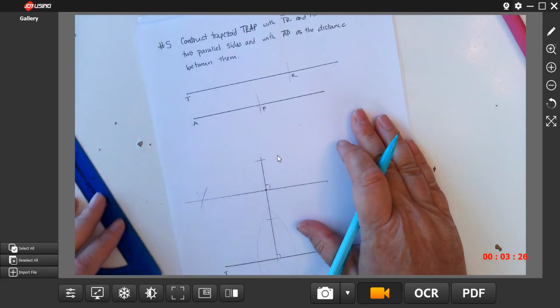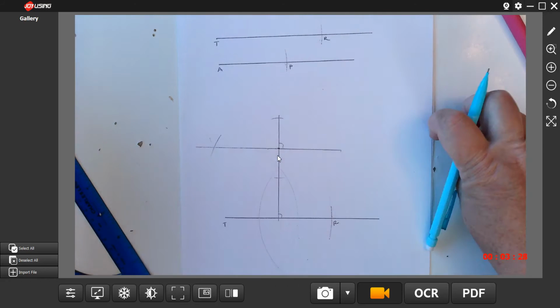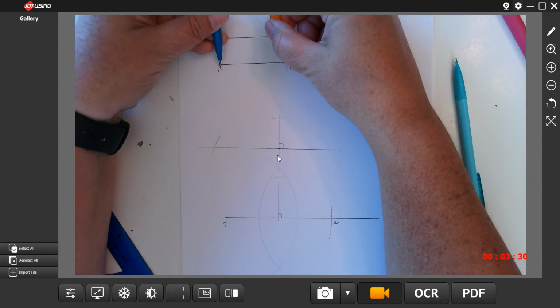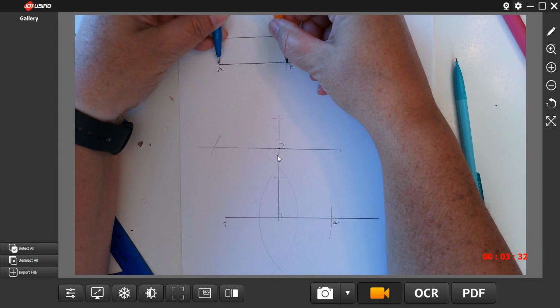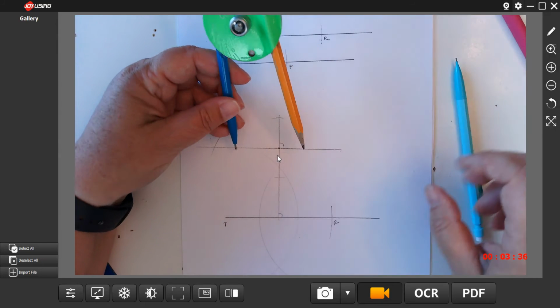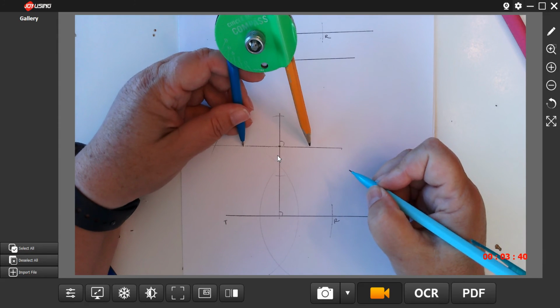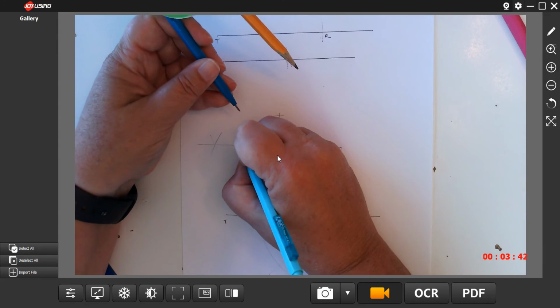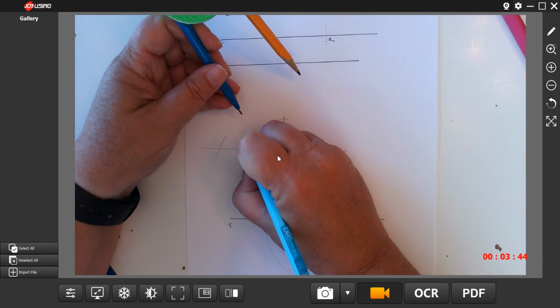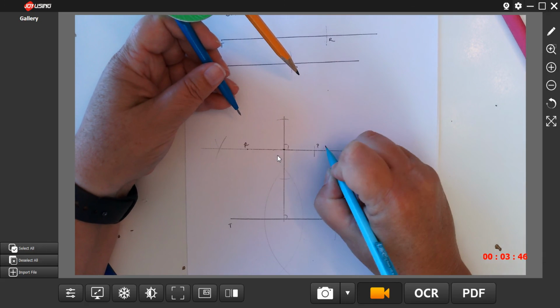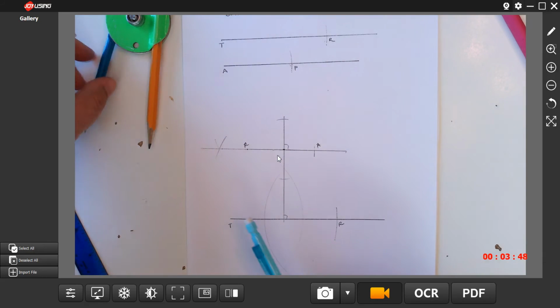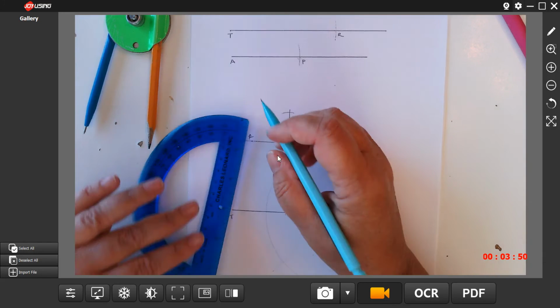Now they want this top length to be AP long. So let me go back and set my compass to AP. Now your book said there's multiple answers. And it's true, there are multiple answers. So here's how that can be. If I make this A and this P, well, I guess this would be R and A if we're going to name it TRAP.